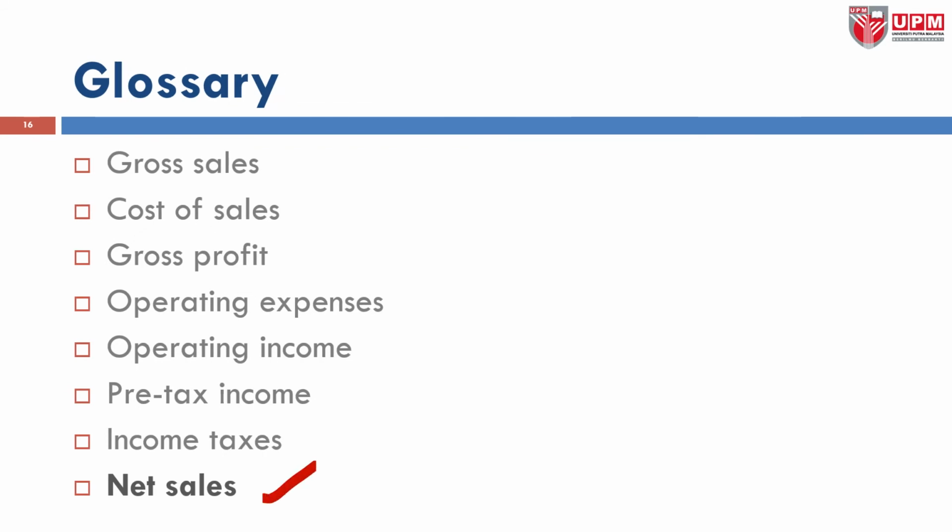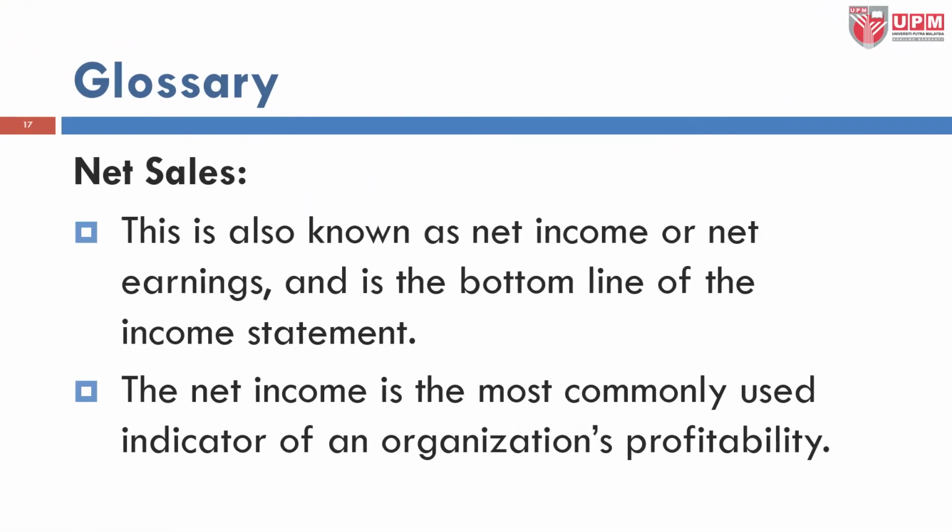And finally, the net income. This is also known as net earnings and is the bottom line of the income statement. So this is very important. The net income is the most commonly used indicator of an organization's profitability.